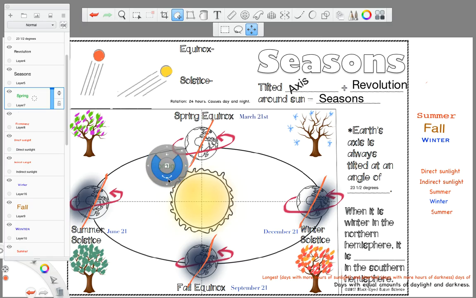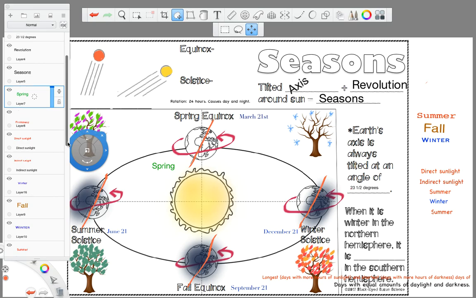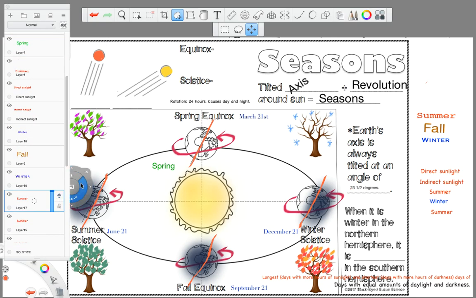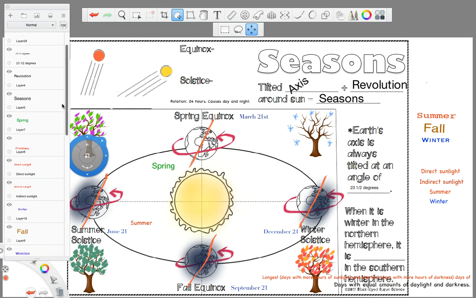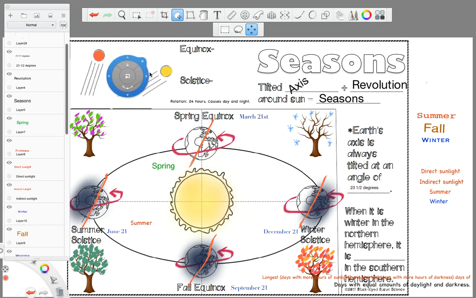So back to our seasons. Here we have spring. After spring comes summer, and summer goes right here with this Earth and in this quadrant. So I'm going to pause here because after I talk to you about sunlight, this should make a little more sense. So now I'm going to move up here.